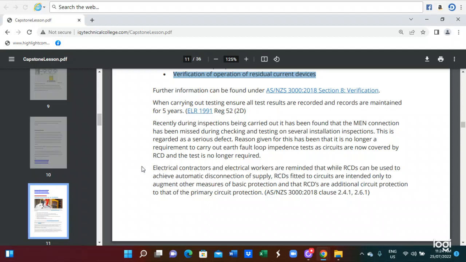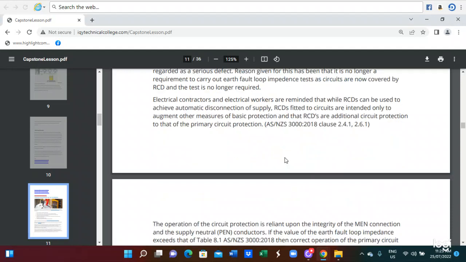In the meantime, RCDs can be used. So how are the RCDs used? Electrical contractors and electrical workers are reminded that RCDs cannot be used to achieve automatic disconnection of supply. RCDs fitted to the circuits are identified only as an additional measure of basic protection. RCDs are additional circuit protection. We cannot be entirely dependent on the RCD because RCDs are just additional protection. Other protective devices must be used.